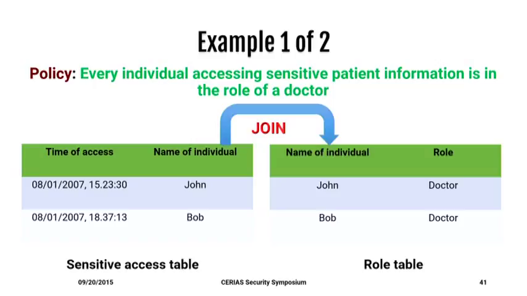So what you need to do is take a join. In a more simplistic way, we have to check, say the first entry is for John: is John a doctor? That's how I check the policy, and I have to do it for all entries. So it's okay to take a join.